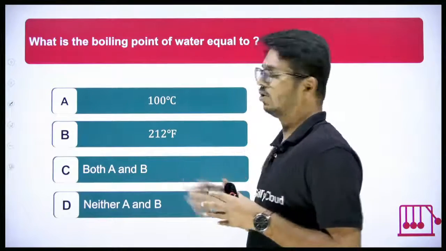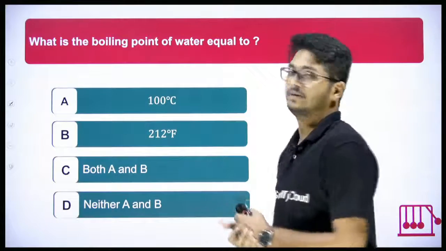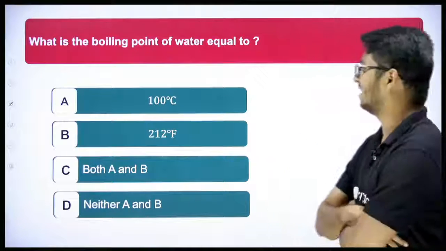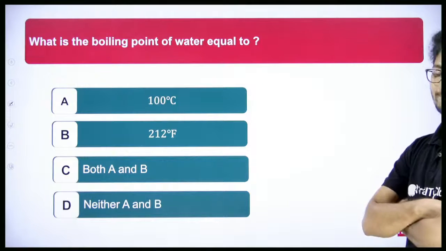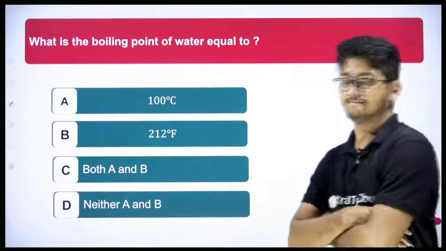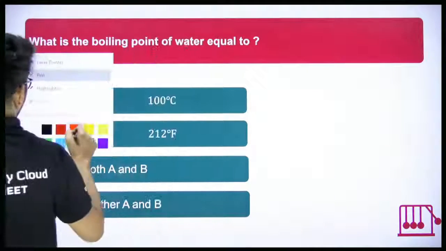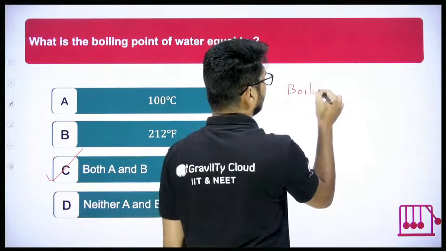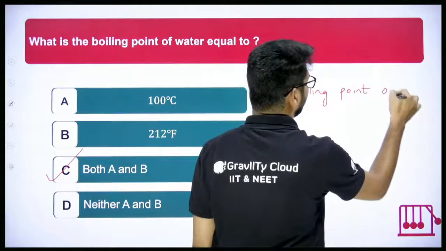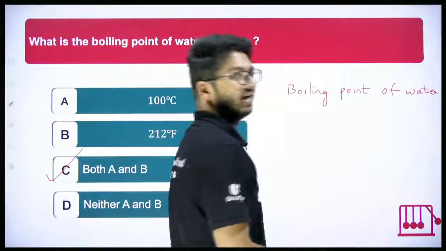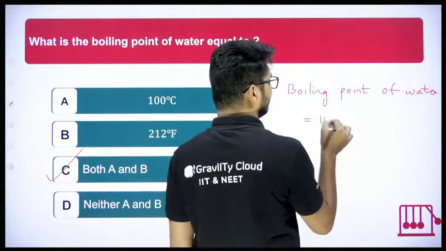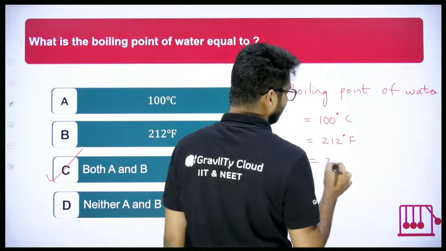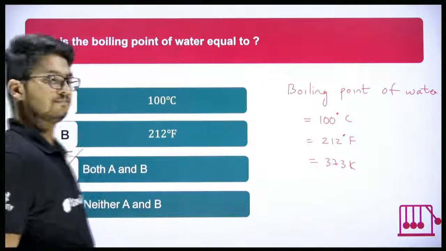Next question. What is the boiling point of water equal to? 100 degrees Celsius, 212 degrees Fahrenheit, both A and B, neither A nor B. This is an interesting question. What do you think is the answer? Option A, option B, option C and option D. The correct answer is option C, both A and B. See, the boiling point of water has different values in different scales. In Celsius, 100 degrees Celsius. In Fahrenheit, 212 degrees Fahrenheit. In Kelvin, 373 Kelvin. Got it?